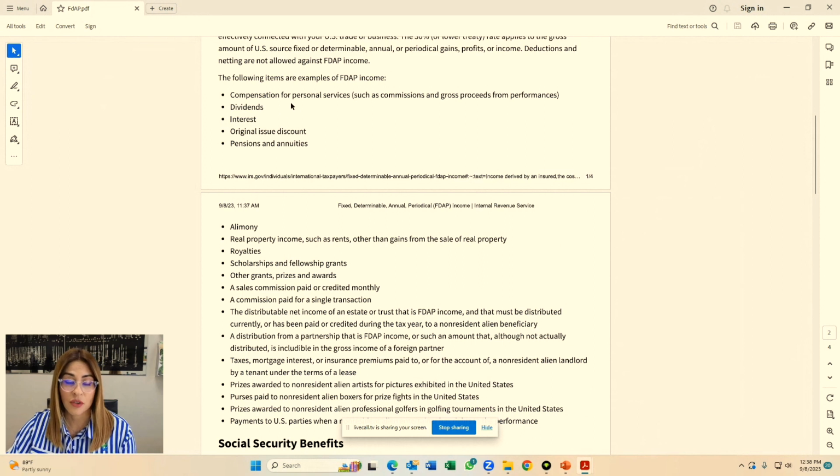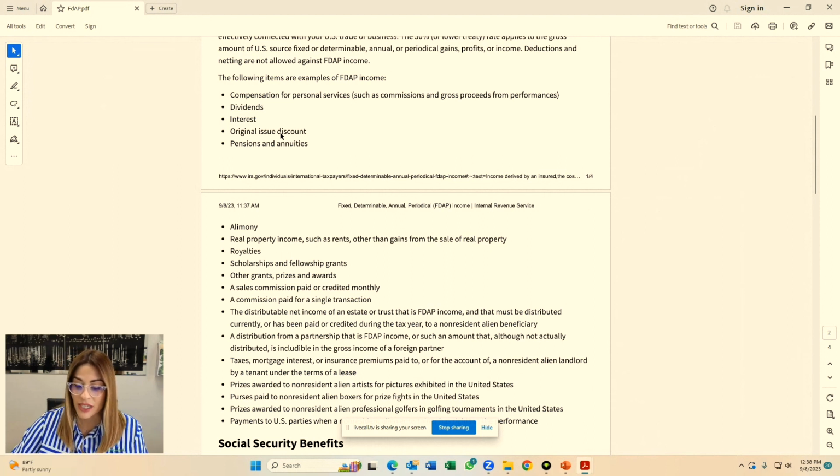So besides salaries or compensations, you also have in here dividends, interest, original issue discount, pensions and annuities. You have alimony, real property income such as rents. All right. This is a big topic because, at least here in this area, we're in Kissimmee, Florida, Orlando, Central Florida, we have so many people that are investing in property and renting it. And that is a type of income that has its intricacies.